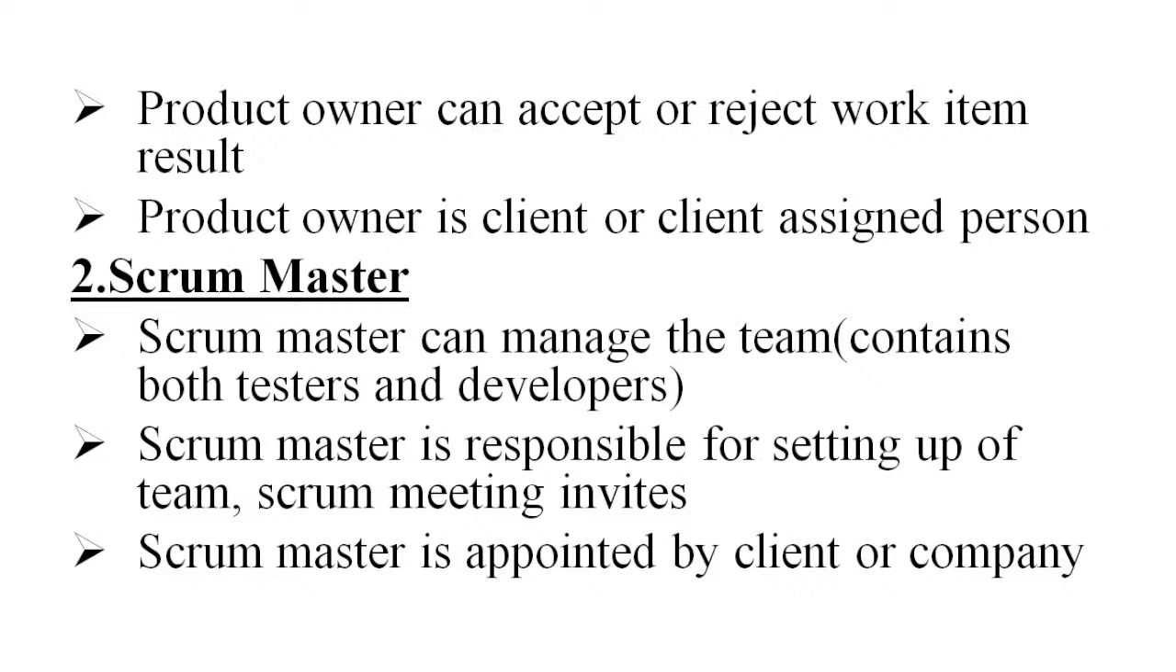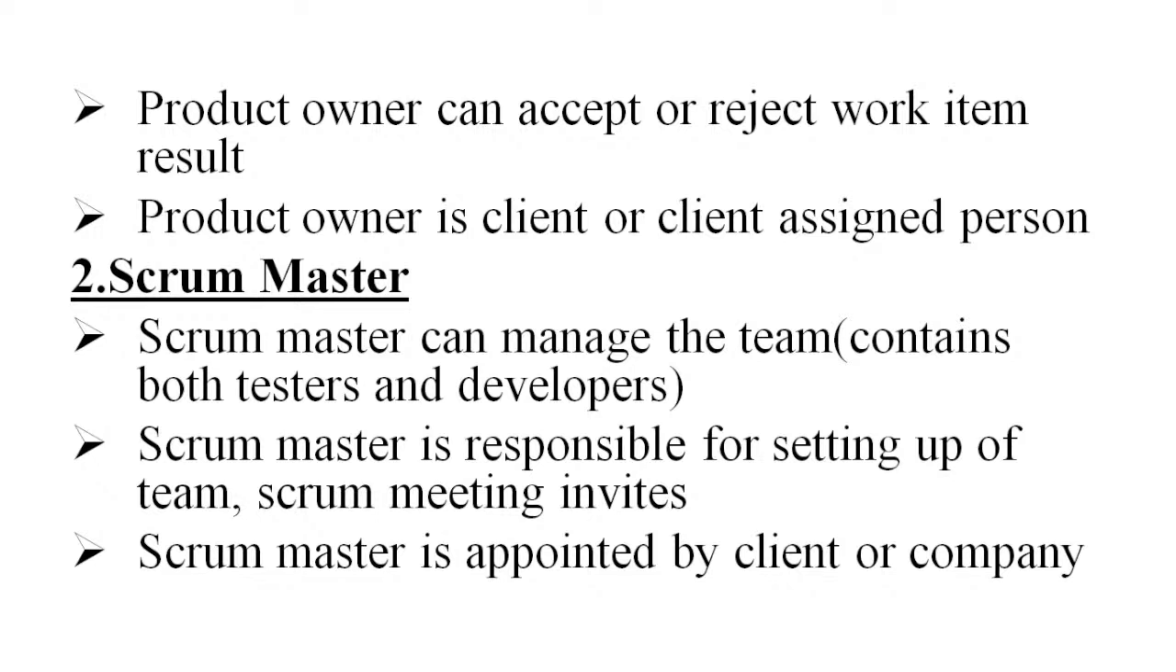So the product owner can accept or reject the work item result. The product owner is the client or a client assigned person. The product owner can declare the requirement, the requirement release date, and also the priority of the application. The product owner has the ability to accept our application and also to reject it. The product owner is nothing but the client or client assigned person. So this is the first role available in agile methodology.